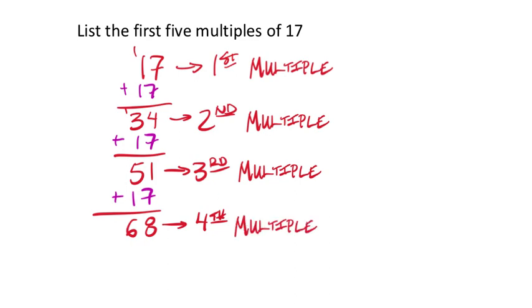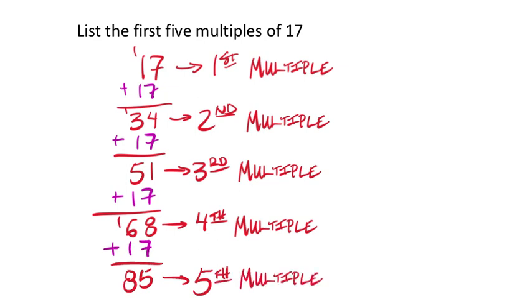And then finally, we would simply add another 17 to get the fifth multiple of 17. So 8 plus 7 is 15, carry the 1. 1 plus 6 is 7, plus another 1 is 8. 85. That would be our fifth multiple of 17. So to make this list a little bit more pleasant to look at, 17 is the first multiple, 34 is the second multiple, 51 is the third multiple, 68 the fourth multiple, and 85 is the fifth multiple of 17. And we did it with addition, just like we would. Again, we've seen this before, when we were making tables on the side in order to do some long division.